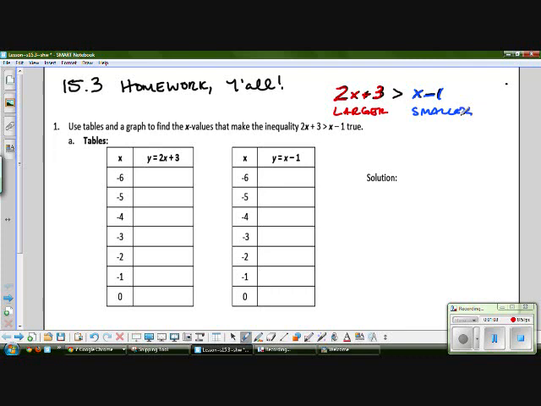So what we're really looking for then are x values that keep this red side bigger than the blue side. So let's take a look at that. We're going to do that by getting these into the table first. So 2x plus 3. X is negative 6. So stick that guy in for x. Substitute, excuse me. Negative 6 times 2 is a negative 12. Add 3 to it, you get a negative 9.